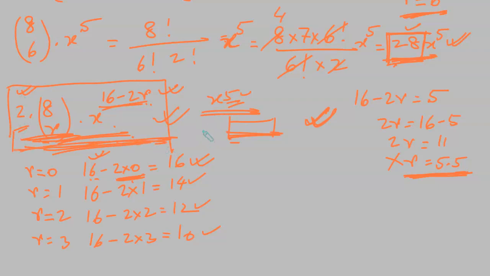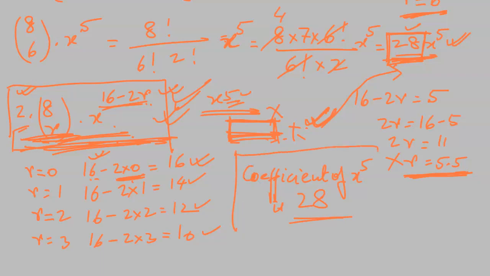That is why we are not getting any term containing x to the power of 5 from this part. If we had one term containing x to the power of 5 from this part, suppose this is the term, we would have added this to that and the final coefficient would have been our answer. But since we are not having any term from this part, the final answer, the coefficient of x to the power of 5, is 28. Okay. So this is our answer for this question.